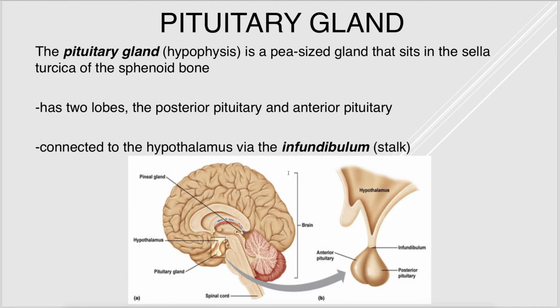Okay, so let's talk about some of these glands, some of these relationships. So the pituitary gland, a very important endocrine gland. It sits in the sphenoid bone. Again, I really don't care so much about that. That anatomy is not really important.